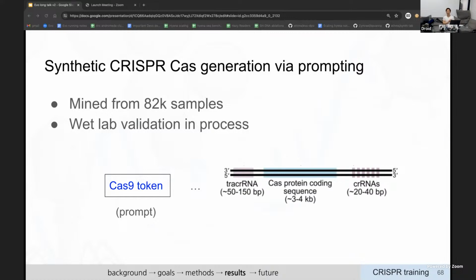And so we'll do things like prompt on a specific special class token, describing a type of CRISPR-Cas system, and then generate left to right the RNA and the coding sequences to create a full system.